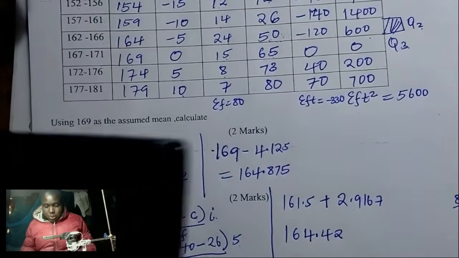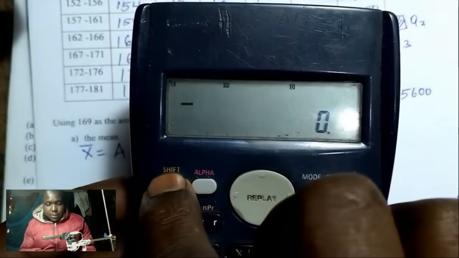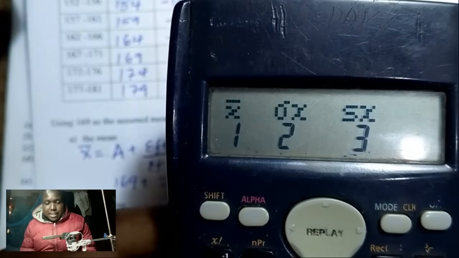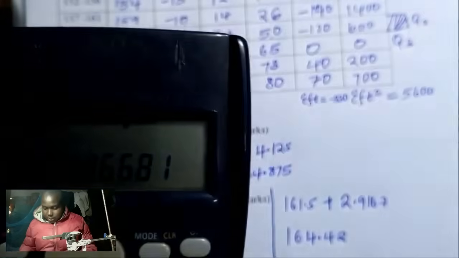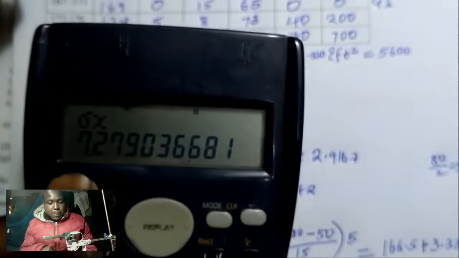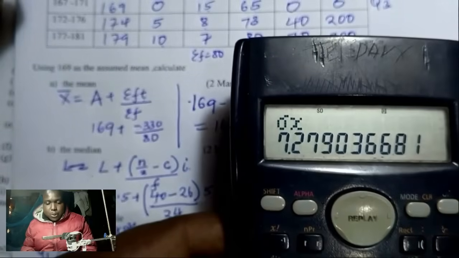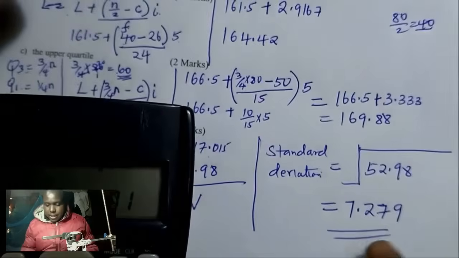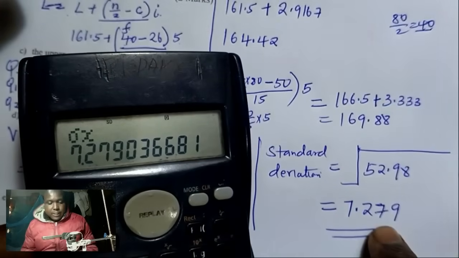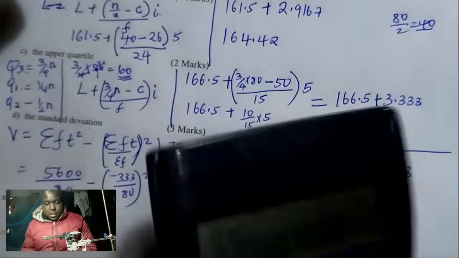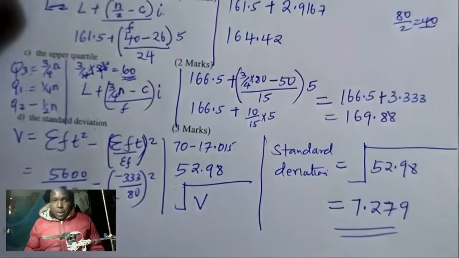Next, we want to check for the standard deviation. Press shift, and then 2. The second one is the standard deviation we want. You press 2 equal sign, and it gives you 7.27, and that is what we have here, 7 point this. So you compare, it is the same. Thank you. That's how you use a calculator to confirm your workings.